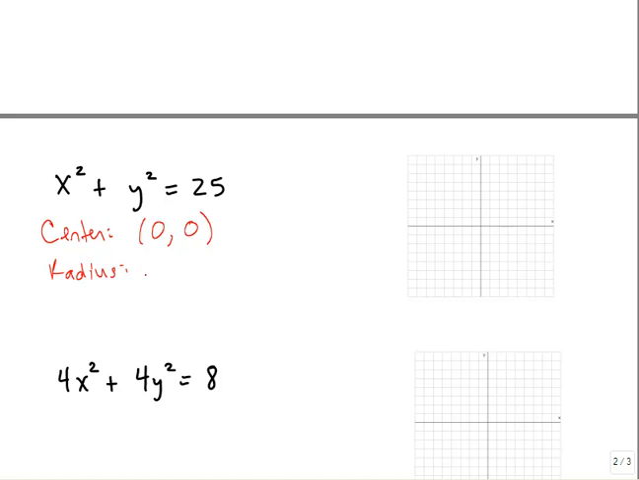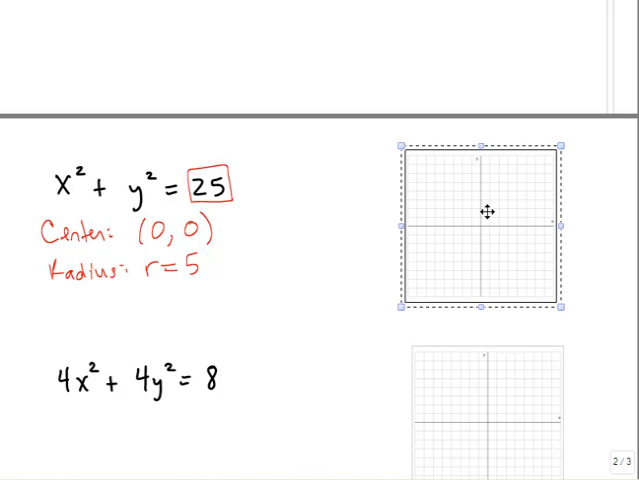What about the radius? Remember, your radius is this constant squared. So we need the square root of this constant to tell me my radius, so the radius must be 5. Now to graph this, what I like to do is put a little dot at the center, 0, 0.